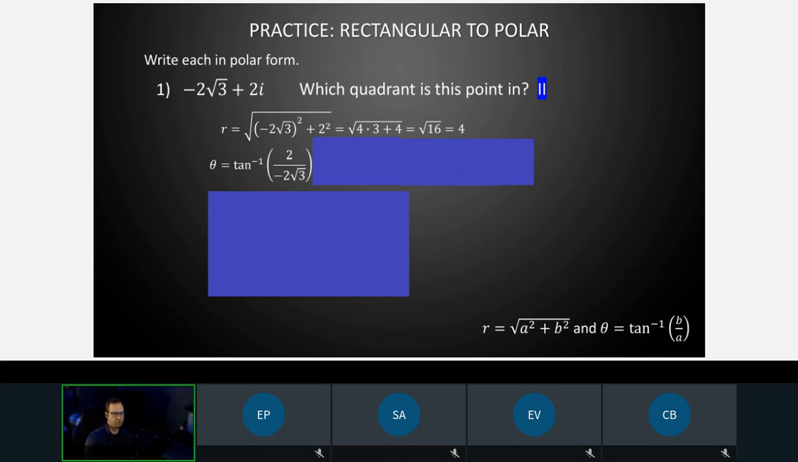So what you could do, and go ahead and try it, is type in inverse tan, and make sure you are in radians. Inverse tan of 2 over -2 rad 3, hit enter, and see what you get. Hopefully you get something with pi in there. If you don't get something with pi in there, you have to do these by hand. But you know that already.